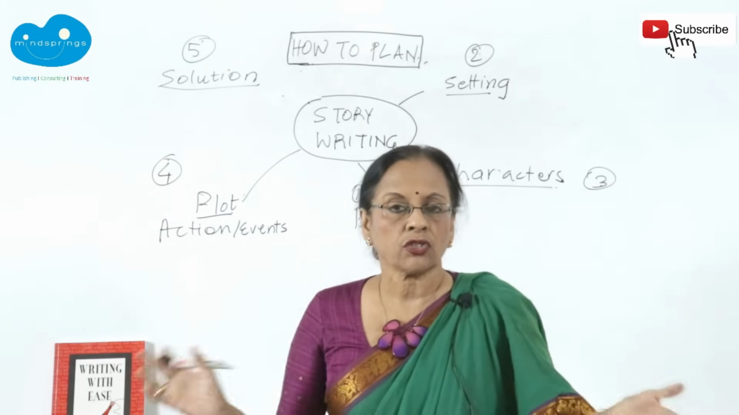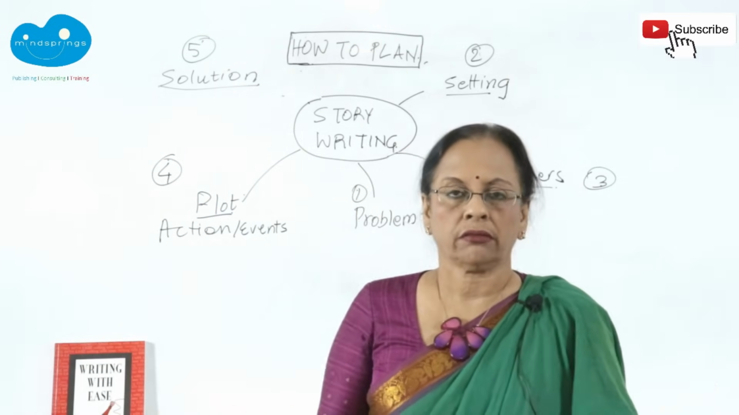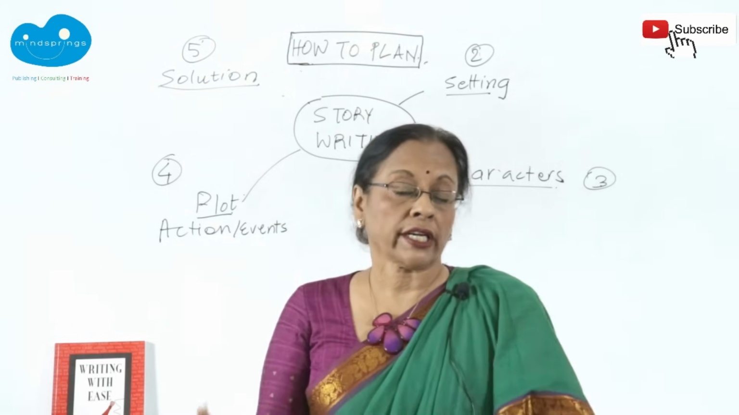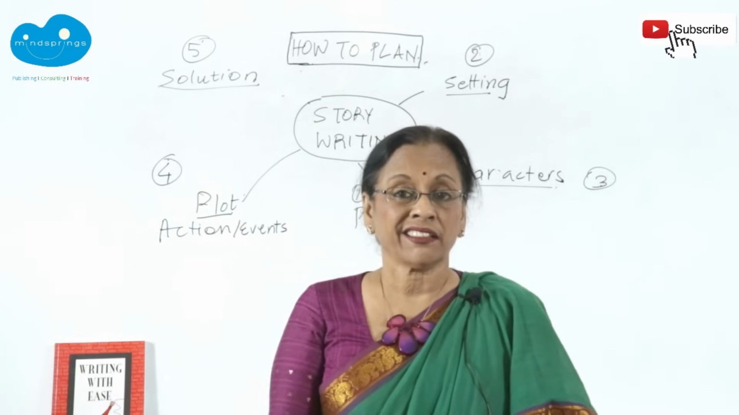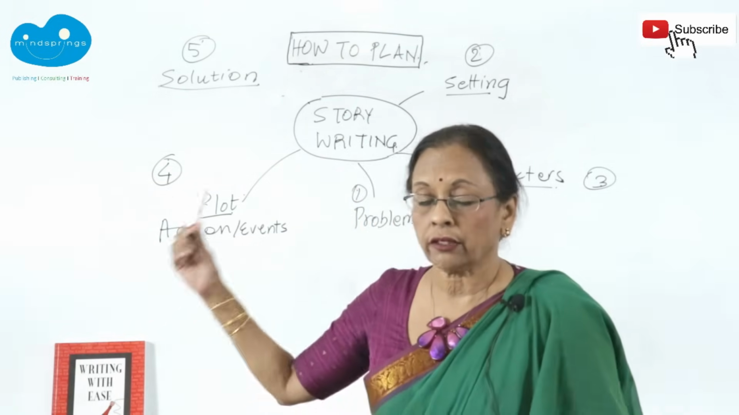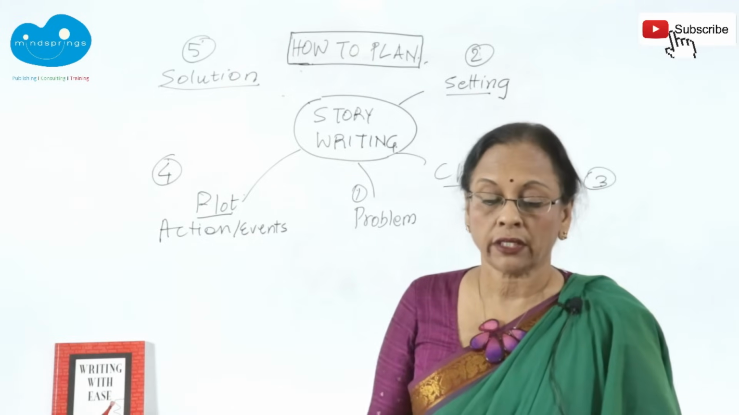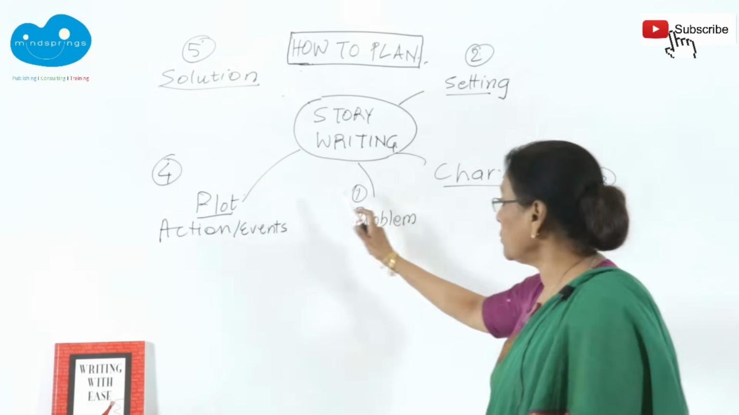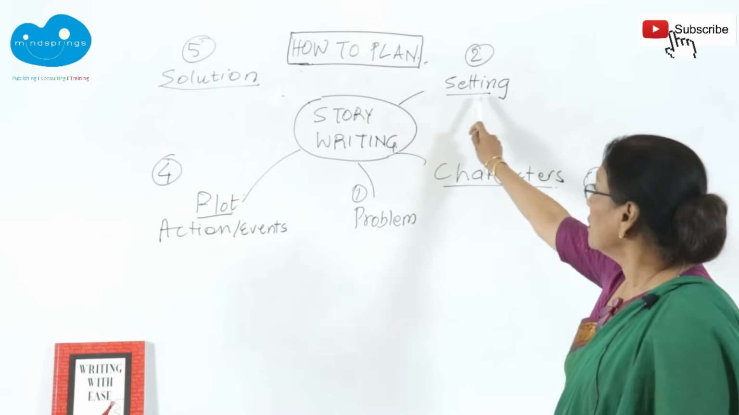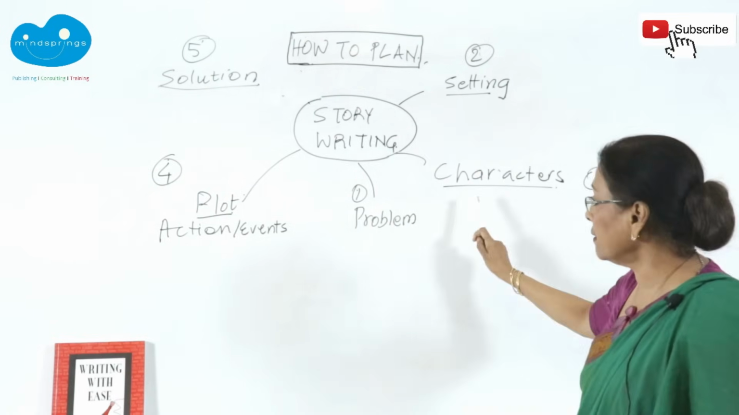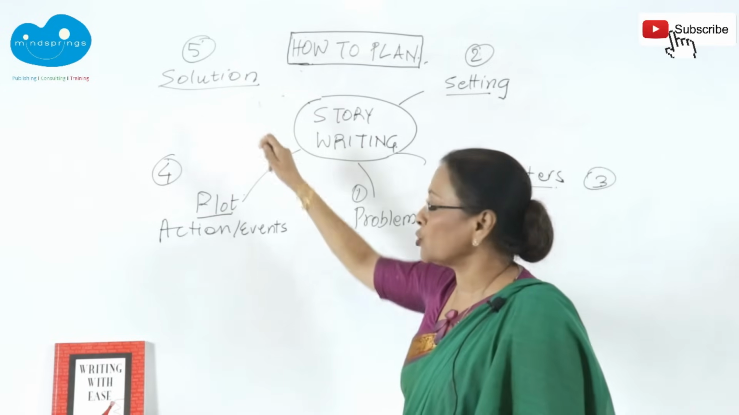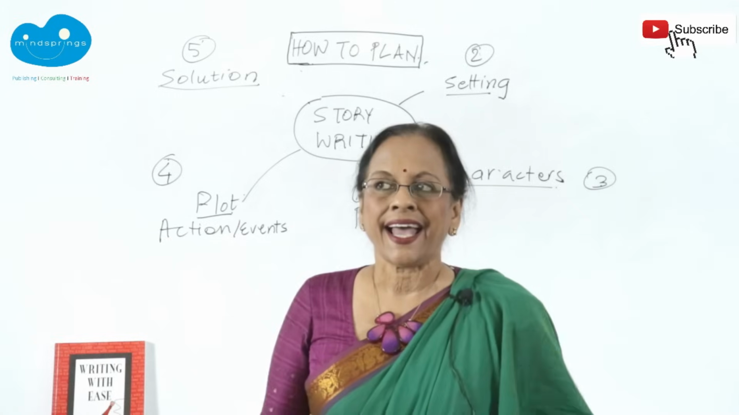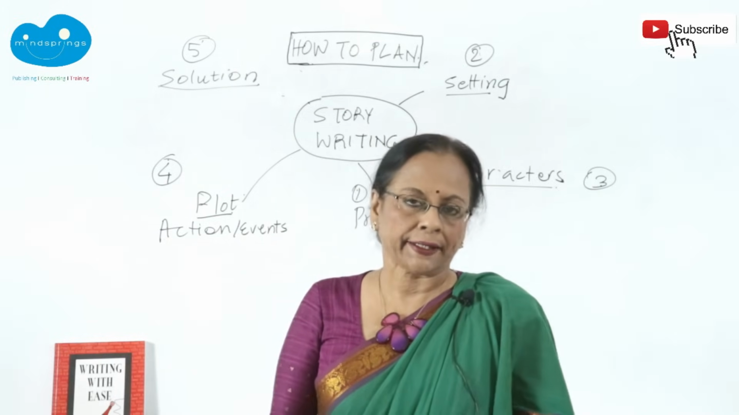Okay, this is not just for small children. You should do it irrespective of whether you are doing primary or secondary or college or any exam that you're doing. If you're writing a story, you need to plan it. Okay, so let's find out what are the elements of a story. So the elements of a story are, let's look at from here: setting, characters, problem, solution and plot. 5 elements.